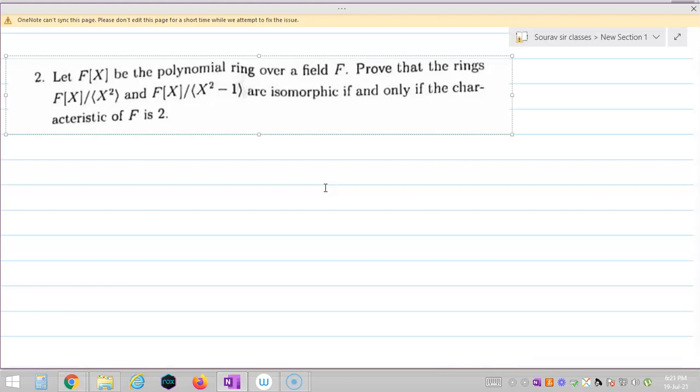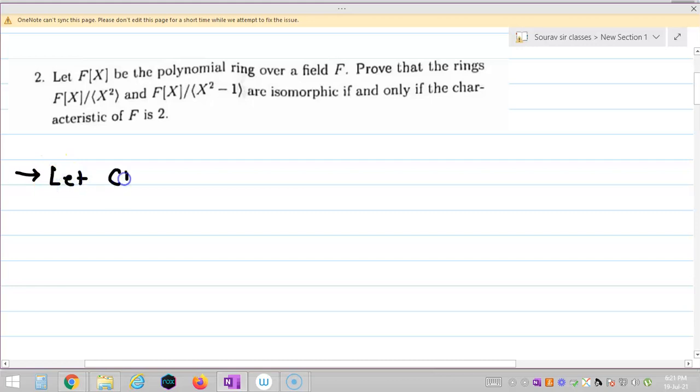So for this, let us start the solution. First of all, I am considering the case when the characteristic of F is equal to 2. Let the characteristic of F be equal to 2. Now the characteristic of F being 2 means 2 times a is equal to 0 for all a belonging to F, right? Now, I am writing x squared minus 1.